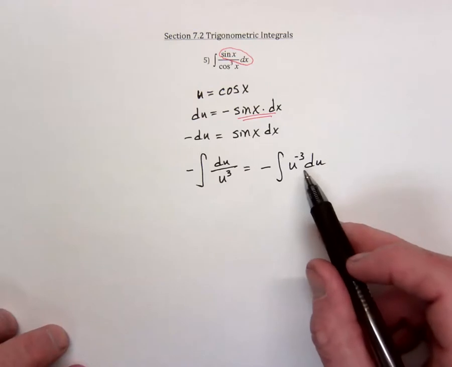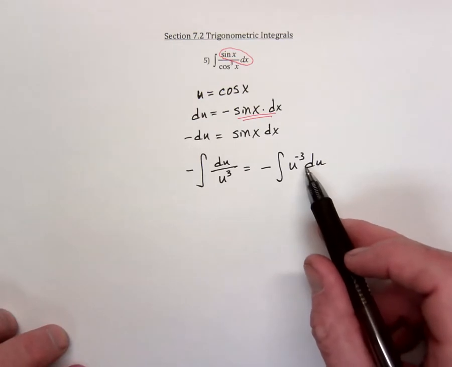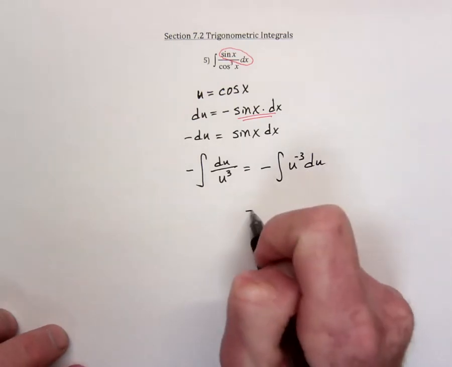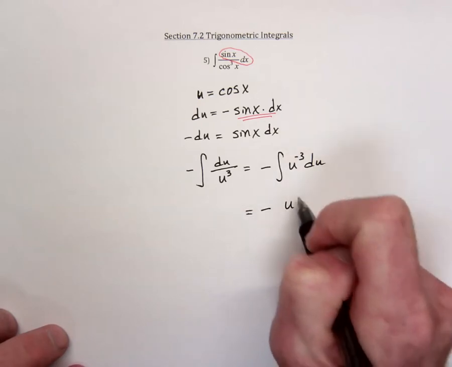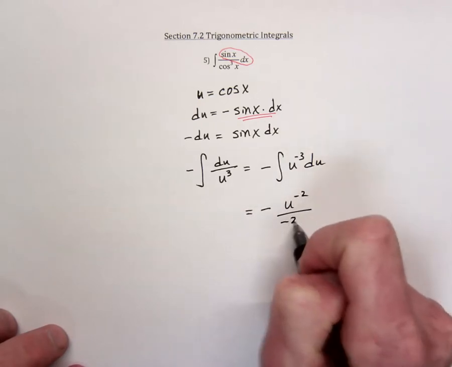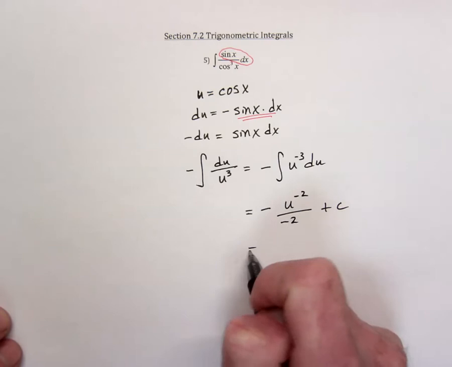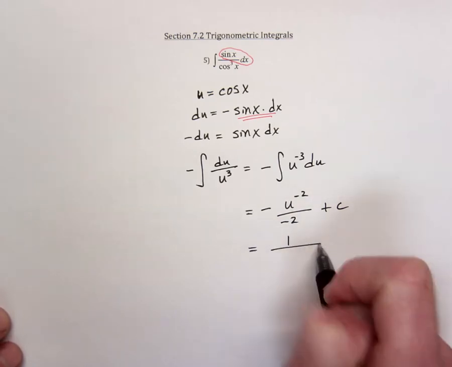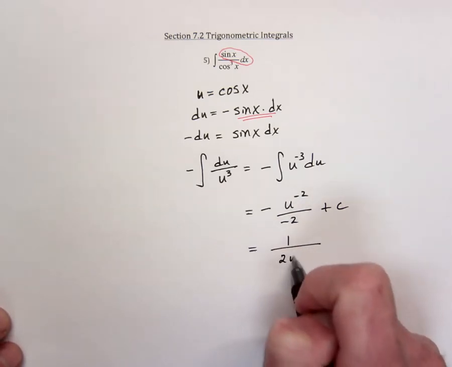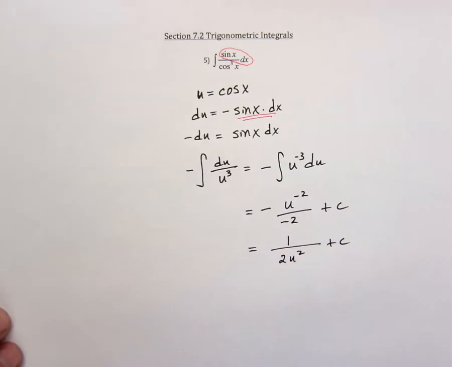Add 1 to the exponent, that's going to become u to the -2, and then divide by that number. And now that we've integrated, plus the constant of integration. Next we need to, for 1, get rid of the two negatives, they cancel. We can also rewrite this as 1 over 2u squared. You shouldn't leave any negative exponents.